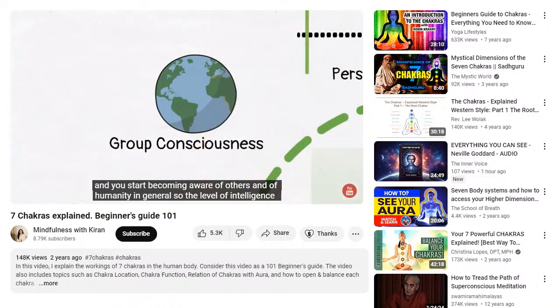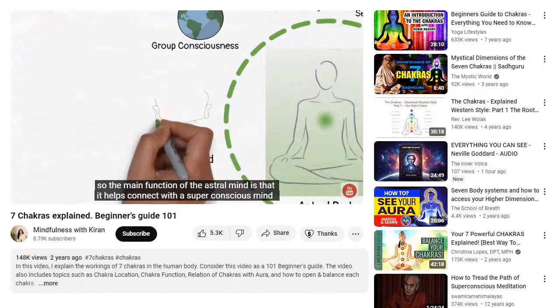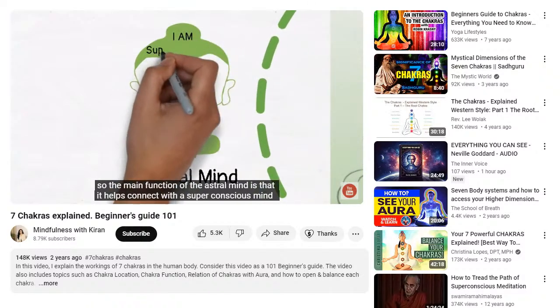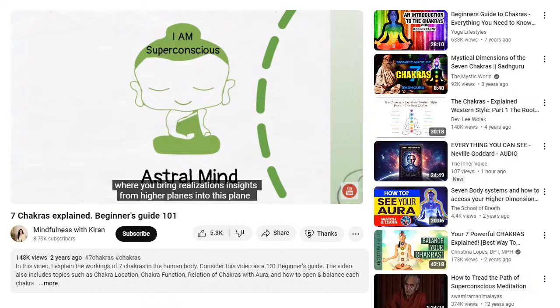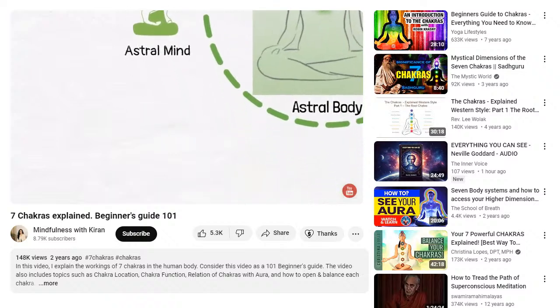So the level of intelligence connected with the fourth layer is the astral mind, and it's connected with the astral plane. The main function of the astral mind is that it helps connect with the superconscious mind, where you bring realizations and insights from higher planes into this plane. Like you may be sitting in meditation and suddenly you get insights on how to address, say, your business problems or what steps you need to take to move forward. This is telling of a higher mind.